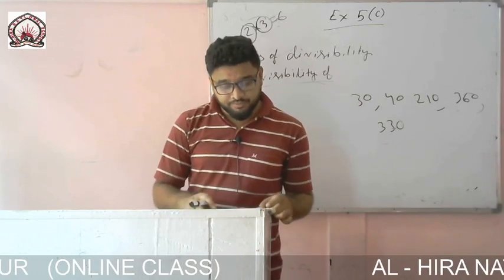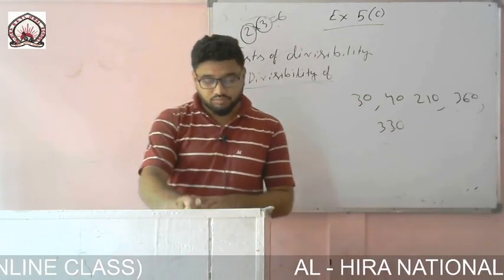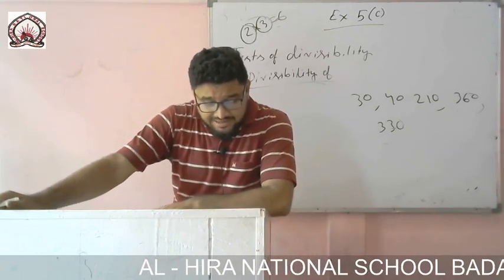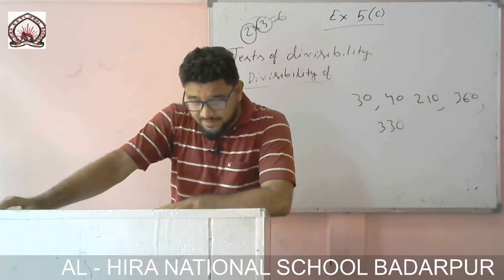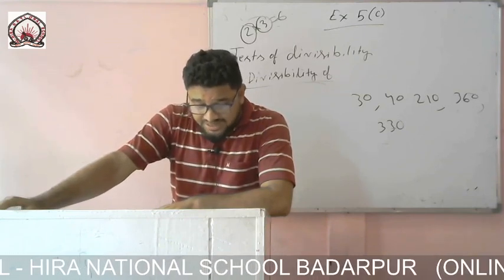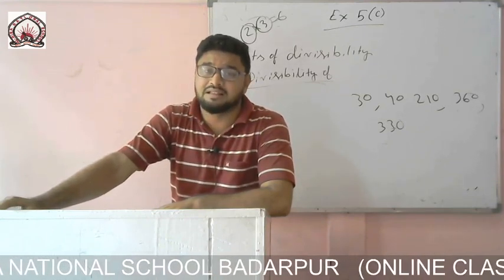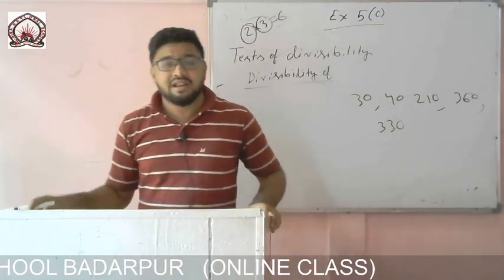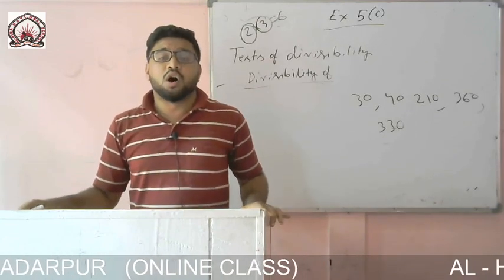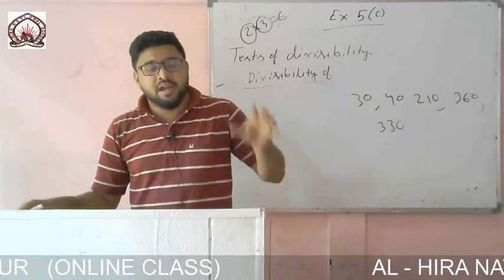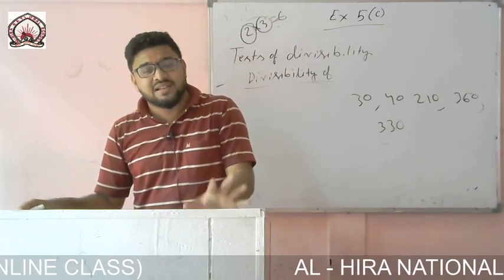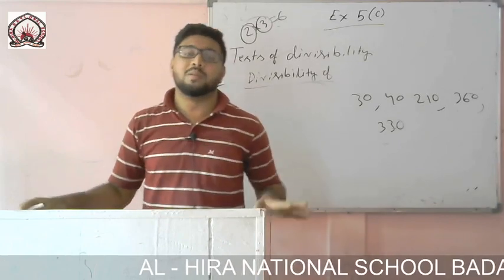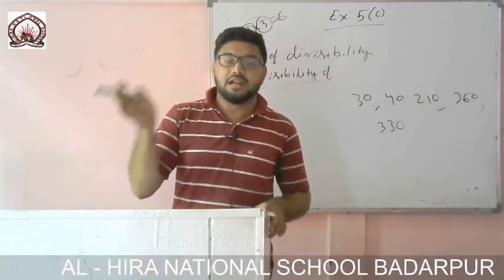Now come to divisibility of 11. Find the sum of the digits in the odd and the even places respectively. If their difference is divisible by 11, then the number is divisible by 11. So first you have to find the sum of the odd places and the even places. Then you have to find the difference. If the difference comes 0, or if the difference is divisible by 11, then the whole number is divisible by 11.